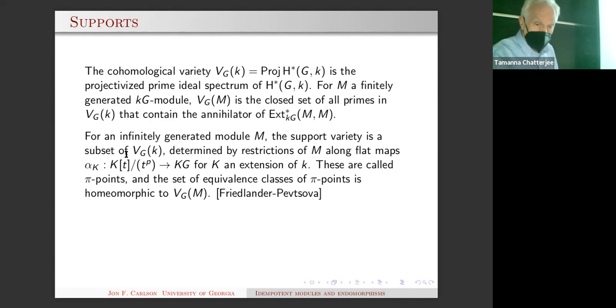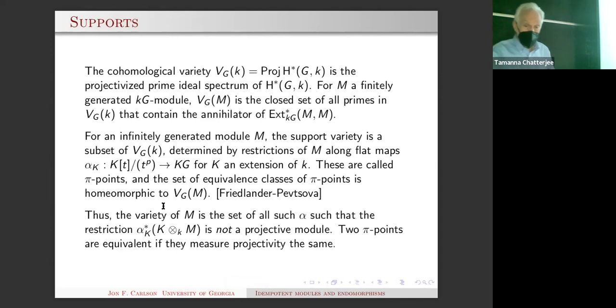Because we're allowing extensions here, we can actually have a notion of specialization, so that we can specialize one pi point to another. The specialization topology that you get from that is actually the same as the topology that you get from the spectrum. Okay, so this is why we say that it's homeomorphic. So these are spaces with a topology, and there's a homeomorphism between them.